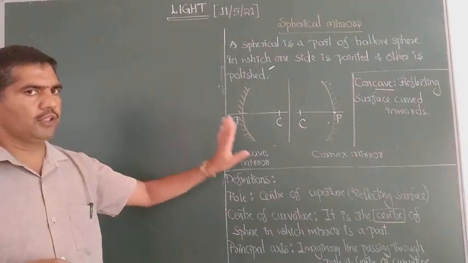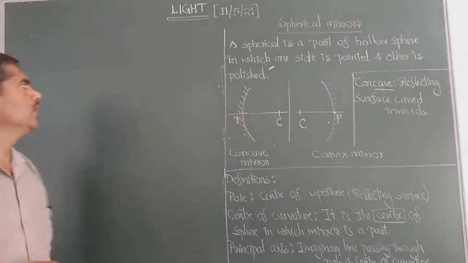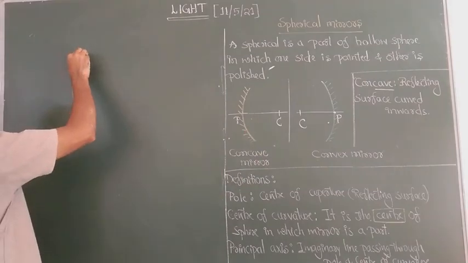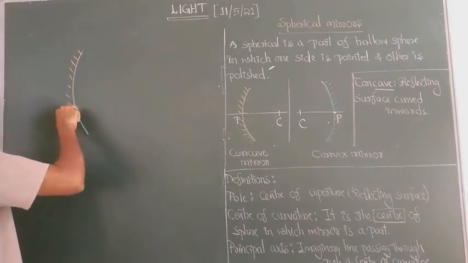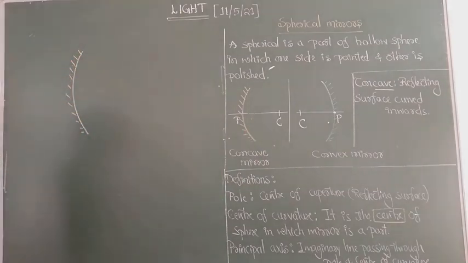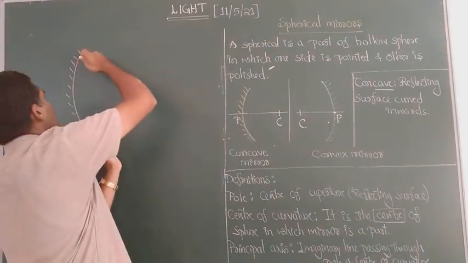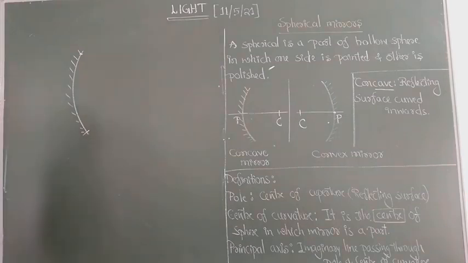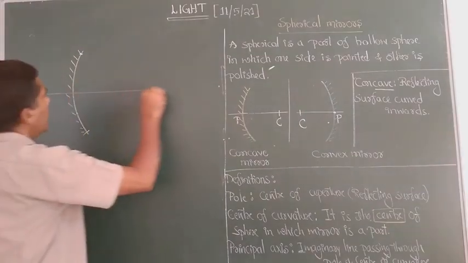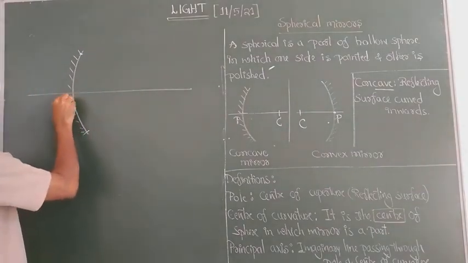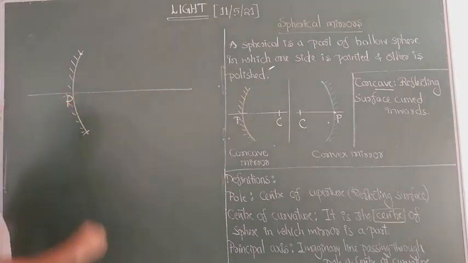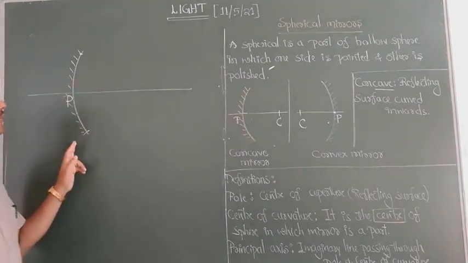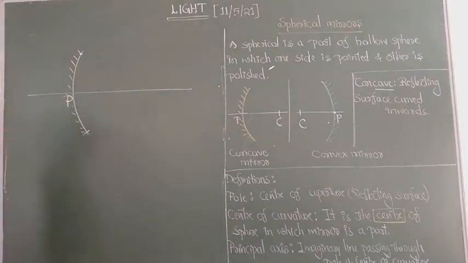Now there are definitions related to spherical mirrors. First we are supposed to understand the definitions. What are the definitions? First thing is, let us imagine this is a concave mirror. This is a reflecting surface. Reflecting surface of the mirror is known as aperture. Center of this aperture is called as pole. Or pole is the center of mirror. Center of the reflecting surface, that is pole.